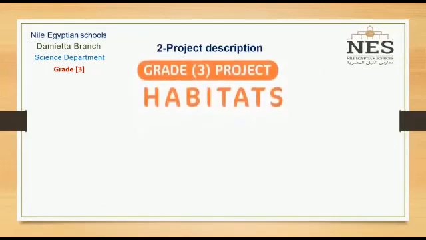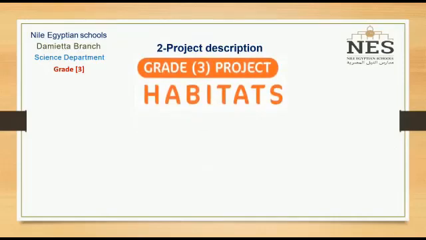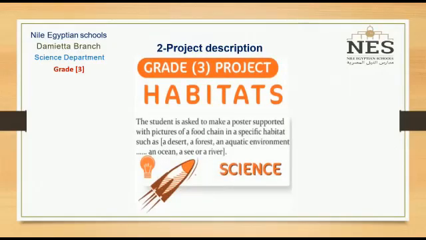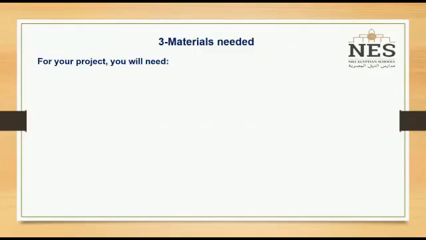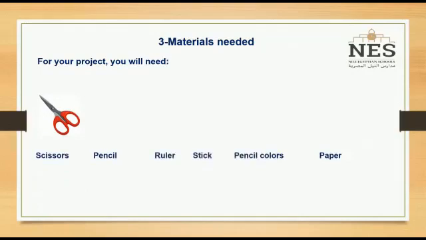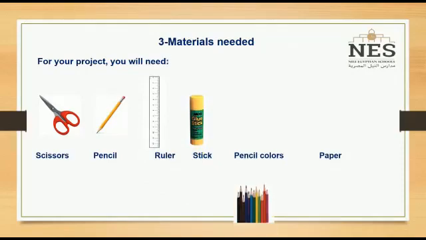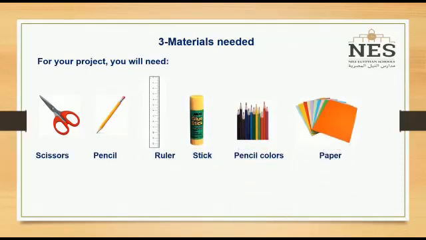Project description. Our project will talk about habitats. The student is asked to make a poster supported with pictures of a food chain in a specific habitat, such as a desert, a forest, an aquatic environment, an ocean, a sea, or a river. The materials you'll need in your project will be scissors, pencil, ruler, stick, pencil colors, and paper.